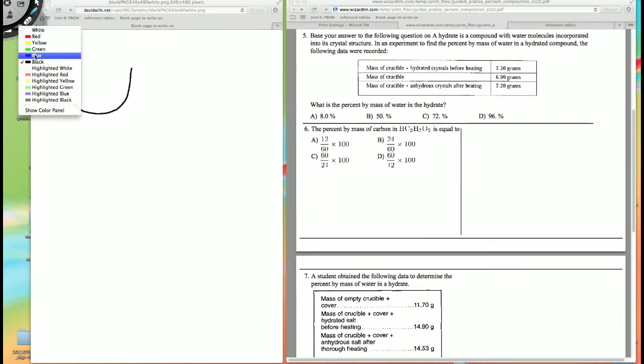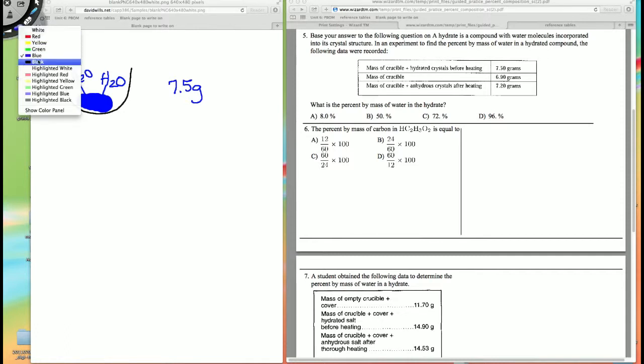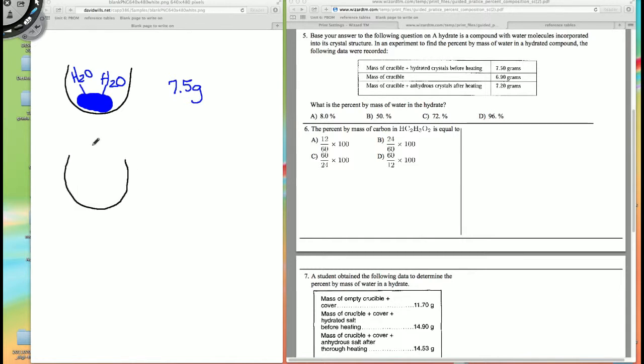Now the word hydrate means that the water molecules are attached to it. And in your lab, those crystals were blue. So let's put that in here. And they have water molecules attached to them. I'm just going to put 2 on there to show you that those water molecules are attached. And this whole thing right here, the crucible and the hydrate with the water molecules attached to it, weighs 7.5 grams. Then they tell you in the next line the mass of the crucible, the bowl by itself, without anything in it, weighed 6.9 grams.